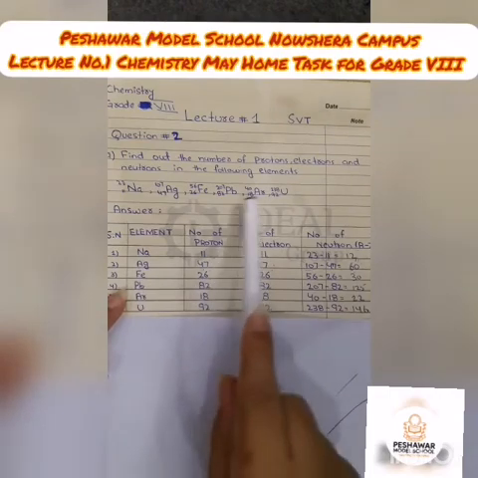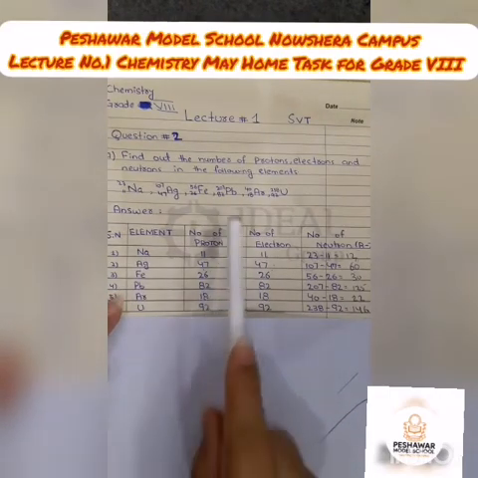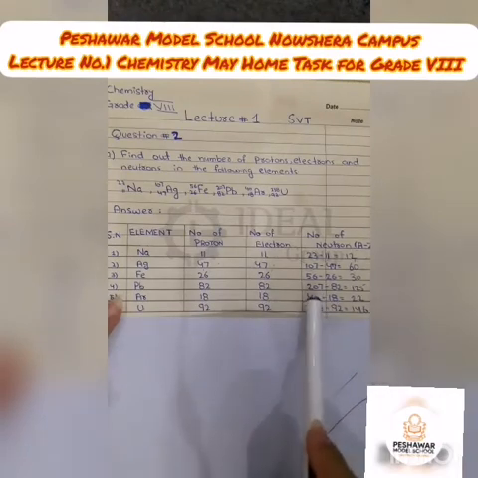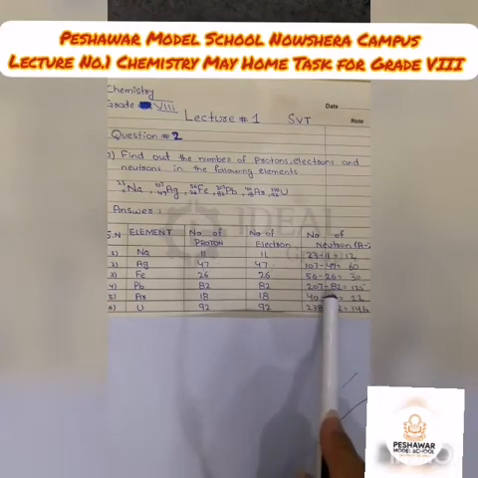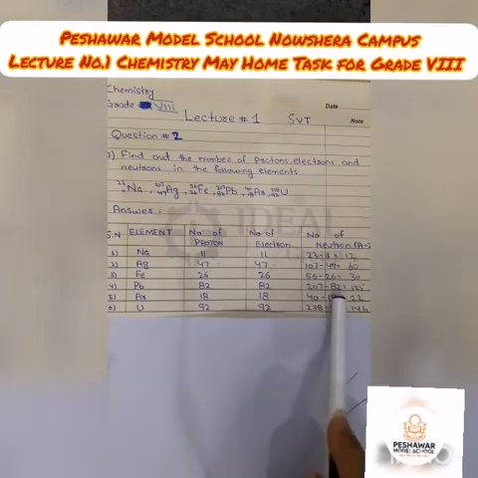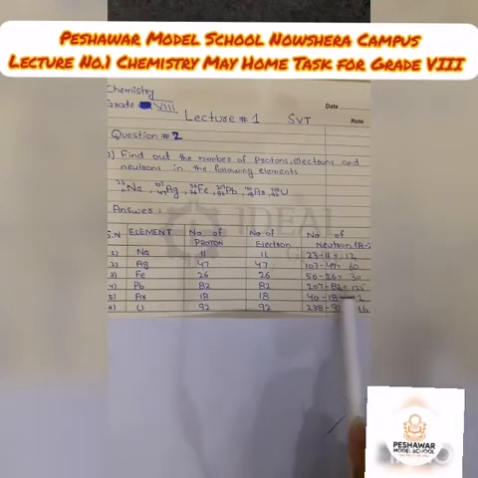Now the fourth one is lead. Lead atomic number is 82. It means we have 82 proton and 82 electron as well. How do we find out the number of neutrons? Simply by subtracting atomic number from the atomic mass. Atomic mass is 207, atomic number is 82. When we subtract 82 from 207, the answer will be 125. It means that lead has 125 neutron.